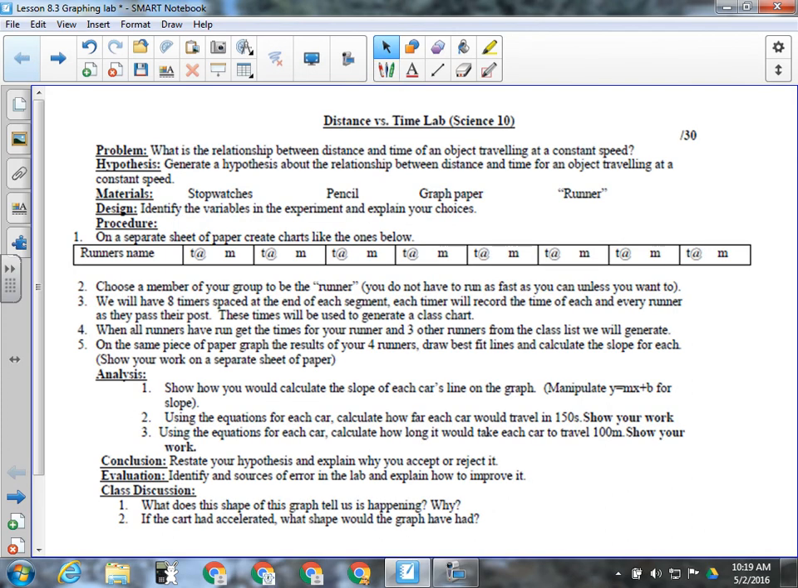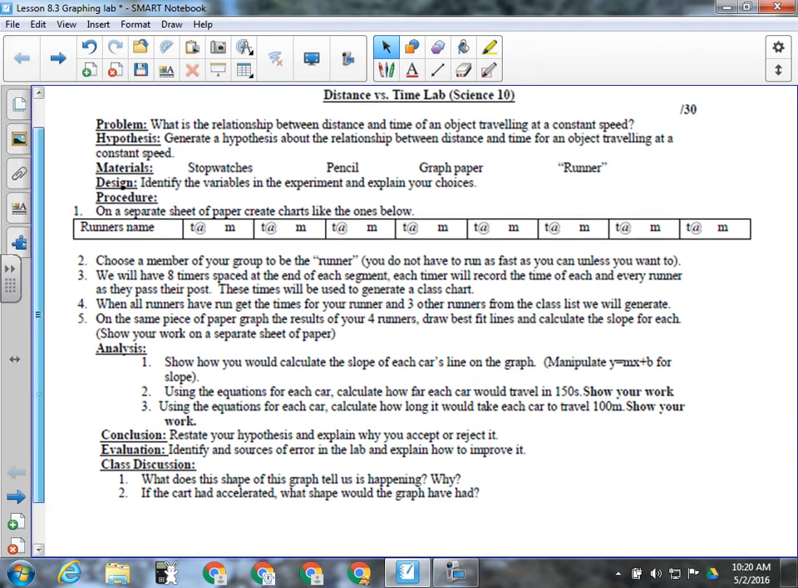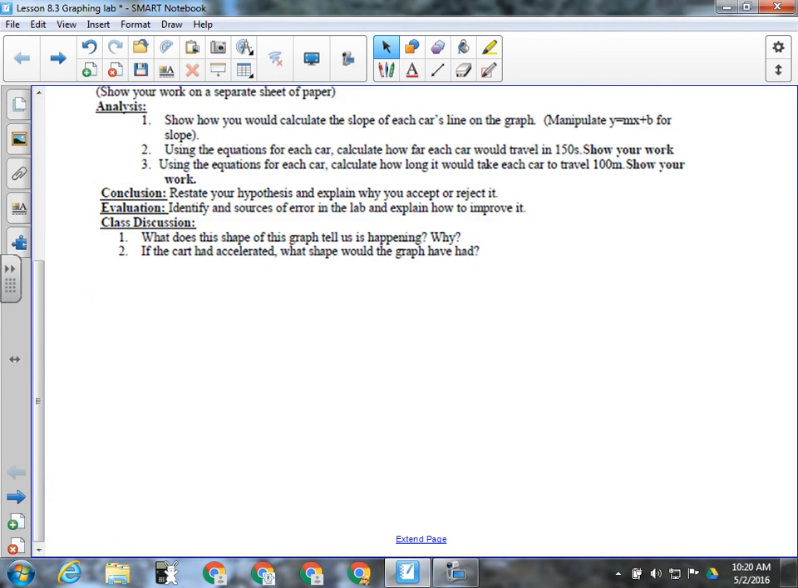So the problem: what's the relationship between distance and time of an object traveling at a constant speed? There are a few kinds of relationships. The kinds of relationships that we'll deal with are linear, which means as one goes up, the other goes up, and exponential.